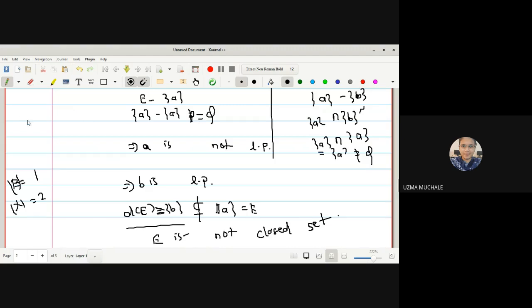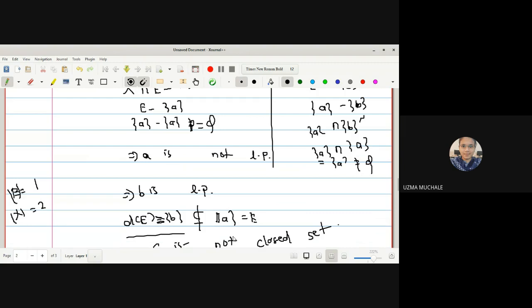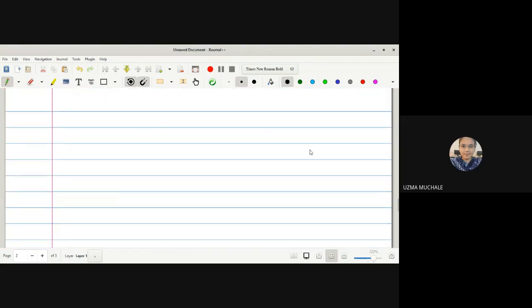For cardinality of E greater than or equal to 2, that condition holds. But here also, if cardinality of E is equal to 1, for this particular example, we can say that E is not a closed set. Okay? Any doubt for this example? Okay, so from this we can have the note.